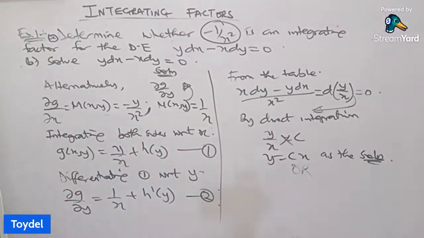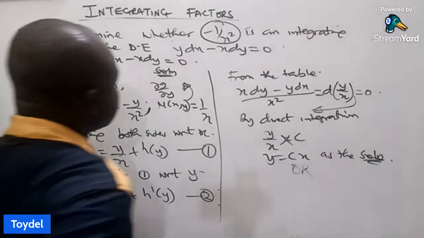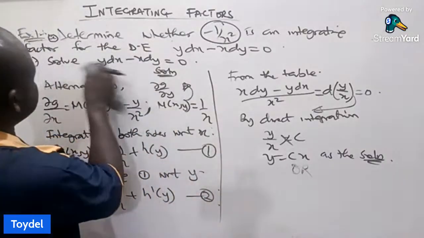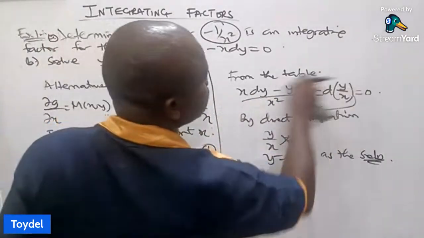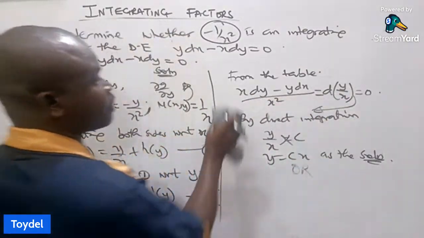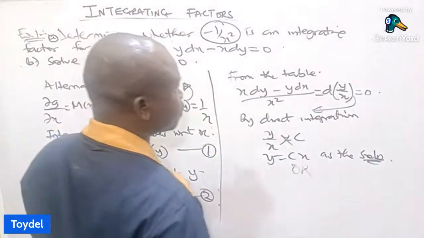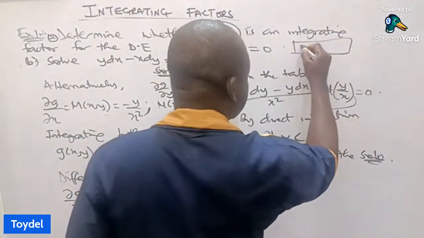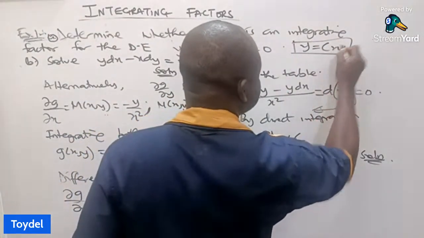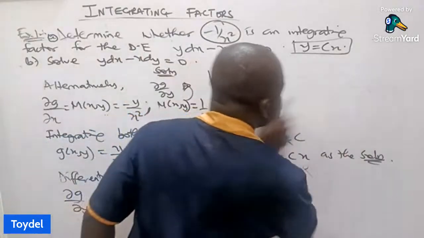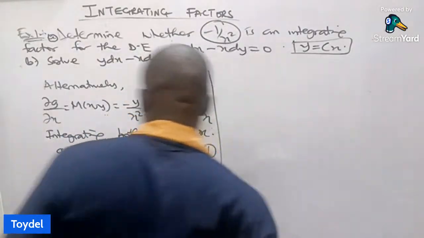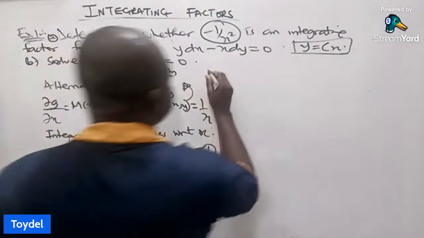So what can we say about equation 1 and equation 2? When we solve this differential equation using the table, when we know the value from the table, we just integrate. We solve it by direct integration. The answer is y equals cx. That's the solution. So when we use the normal process, are we going to get the same thing? That's what we want to check.